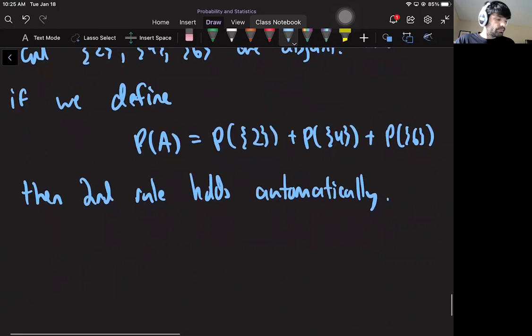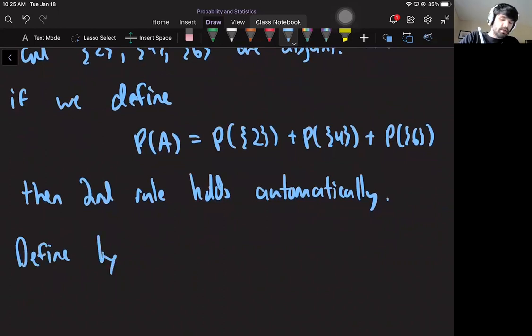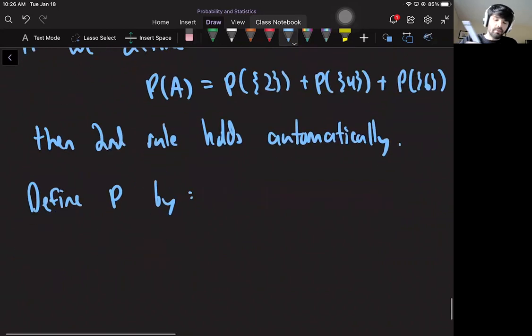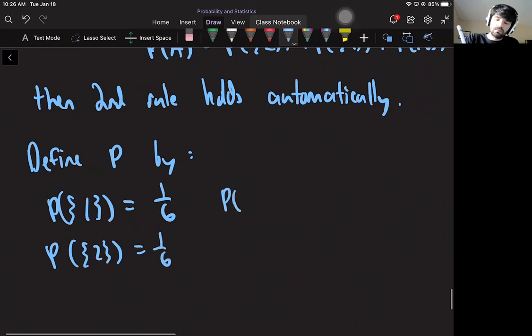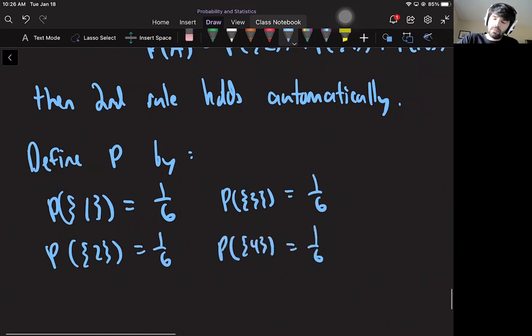So let's do that. We're going to define the probability function in this way. We're just going to say the probability of each individual outcome as an event, and let's just make it a fair dice. So each one of them will be 1/6. I have to write these annoying curly braces every time, but that's okay. So these will all be 1/6.